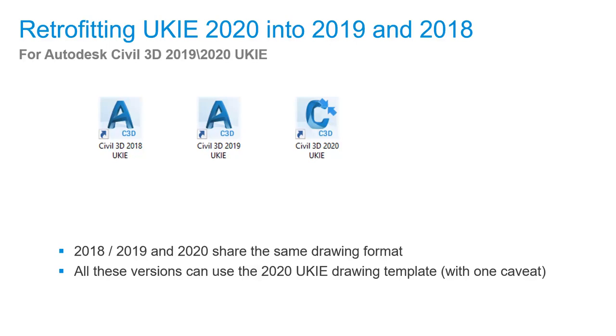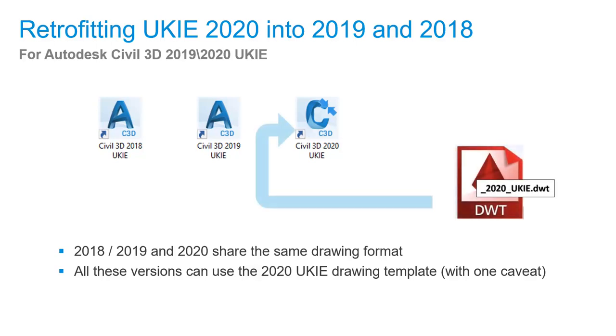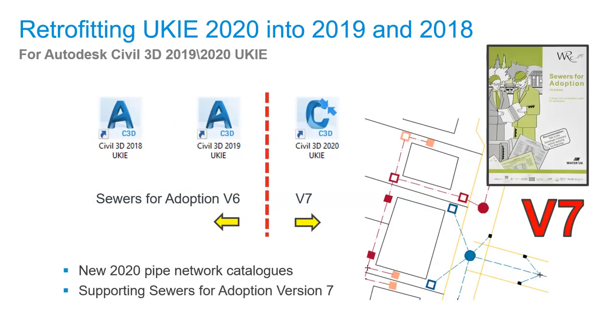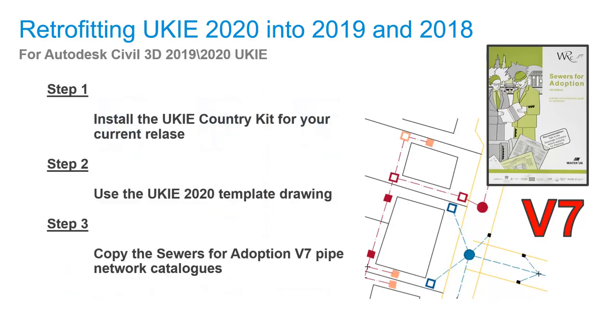Okay, so the good news is because the drawing format hasn't changed, we can simply use a 2020 UKIE template for 2018 and 2019. Result. But that's not the whole picture. There's a bucket load of new manuals to support Sewers for Adoption 7 in 2020, and previous versions sort of supported SFA 6, so we're going to get this side of things working too. All this is a very simple 3-step process.